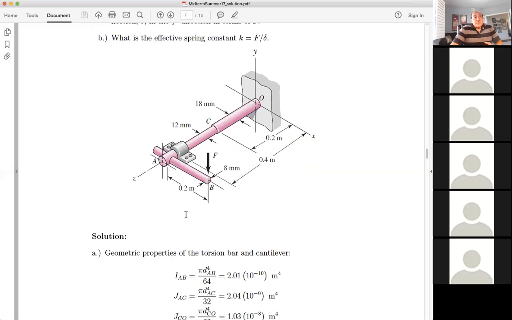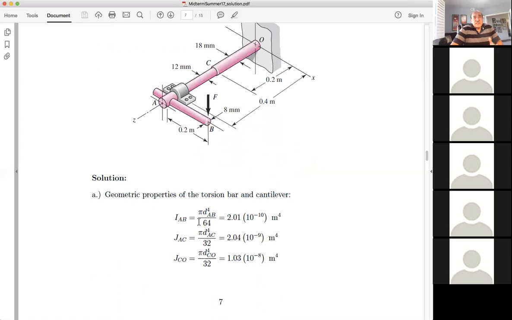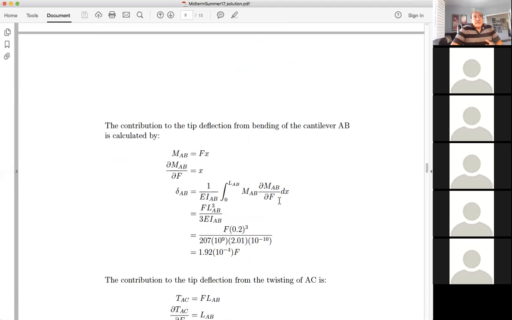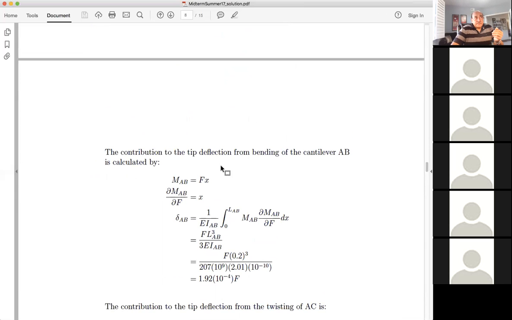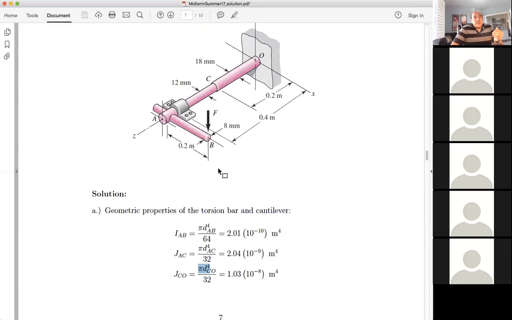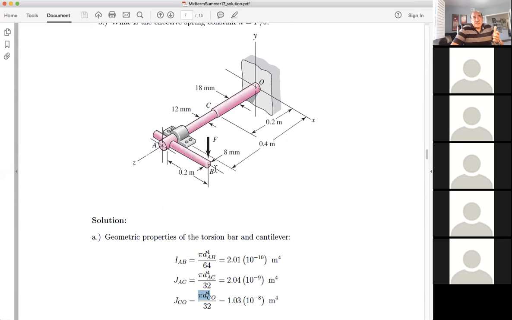So all of this is just in preparation. I have to do the second moment of area because I need it for bending, and the polar moments of area for the two sections that will twist. And then in the integration formulas we have to prepare two things: the moment or the torque, and the derivative of the moment or the torque with respect to the force.